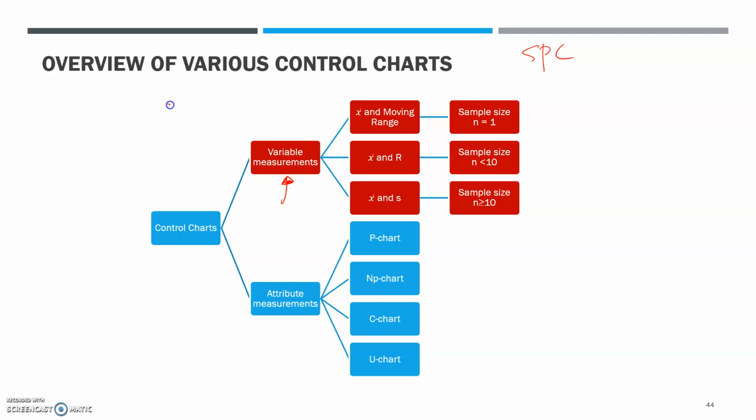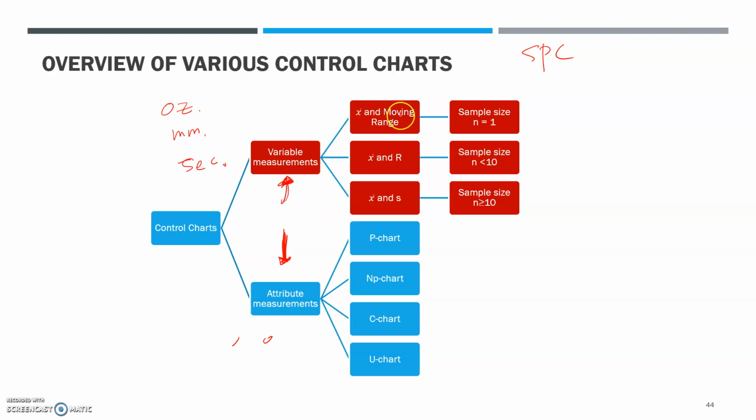If it's the weight, we're measuring in terms of ounces. If it's the length, we're measuring in terms of millimeters or other units. If it's time, we are measuring using seconds or things like that. Whereas in the attribute measurements, we are measuring things in a 1 or 0 fashion. Mostly we are relying on different statistical distributions to detect whether the system is in control or out of control. So for today, we're only going to focus on the variable measurements.